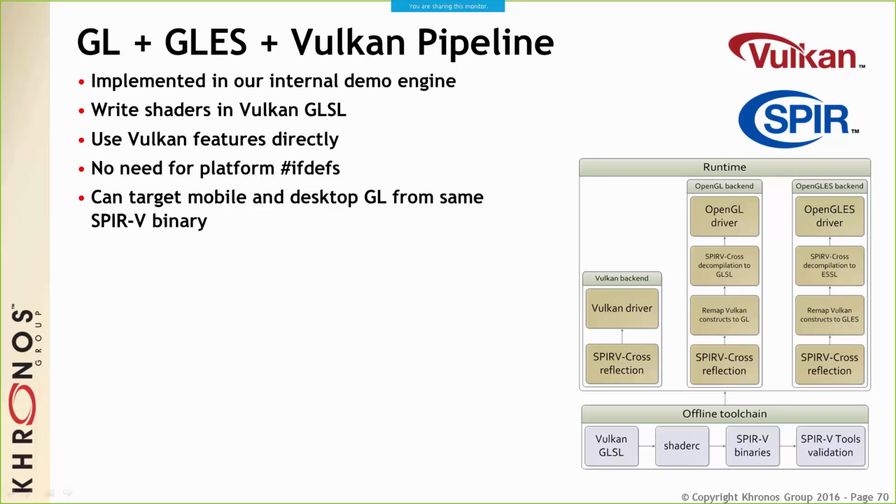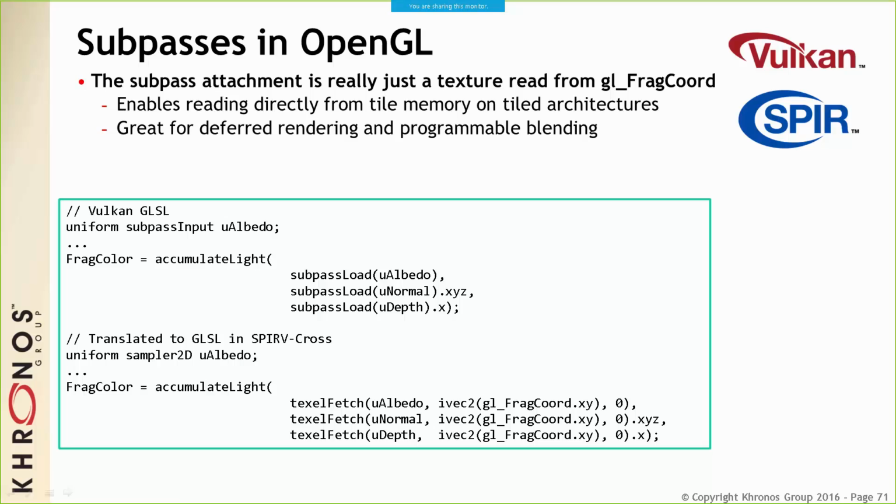And that's it. And the good thing about this, we can have a single SPIR-V binary targeting mobile and desktop, no platform if-defs, which would be pretty annoying to test especially. We can use Vulkan features directly instead of having to if-def out that. So probably the most complicated feature is the subpass, where you read from a previous pass. But essentially what this is, it reads from a texture of frag coord with this thing. So the translation would be to translate subpass load to this kind of thing, and make sure that we bind the right textures and so on. That's pretty straightforward.